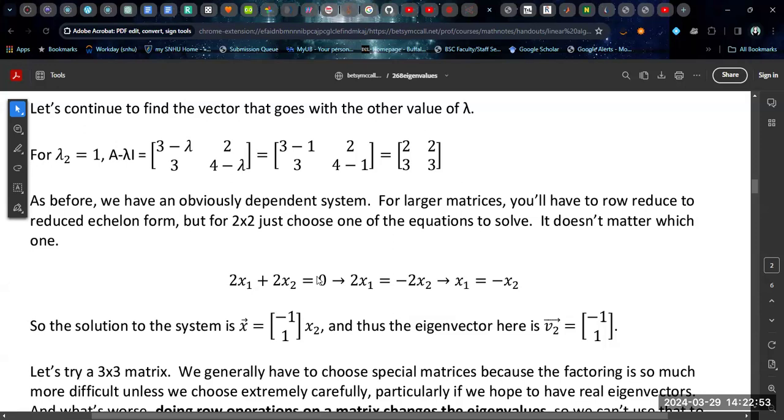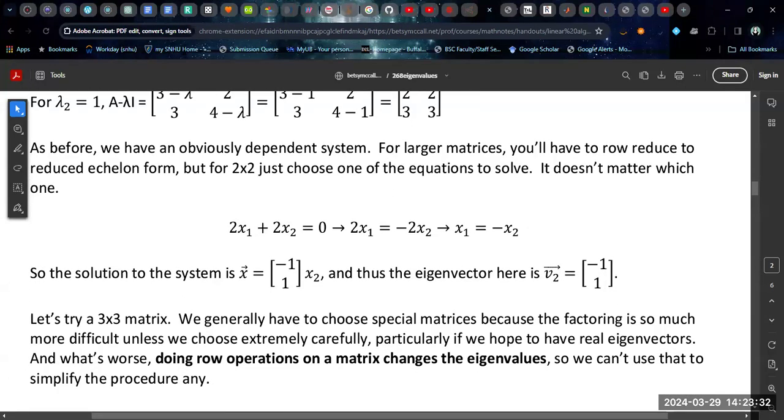Remember, our system was homogeneous. And so we solve for x1 in terms of x2, and we end up with x1 is equal to negative x2. And so because x2 is free, the x2 component of our solution vector is 1, and the top component of x1 is just the coefficient from our equation here. So this doesn't need to be rescaled. Our second eigenvector corresponding to lambda 2 is negative 1, 1, or you could flip it. You could make it 1, negative 1.